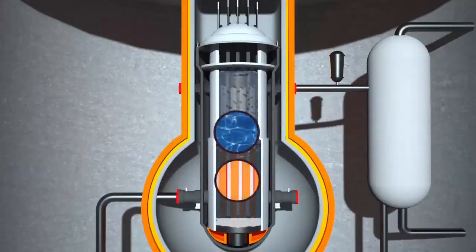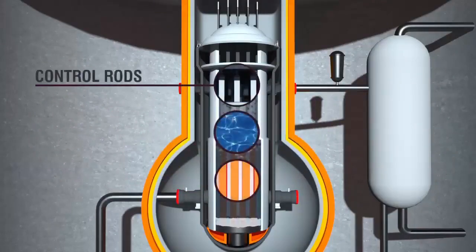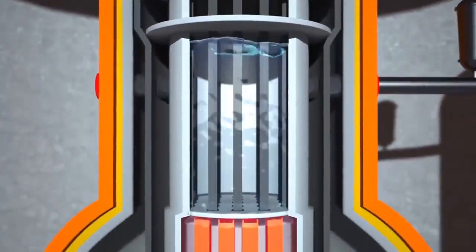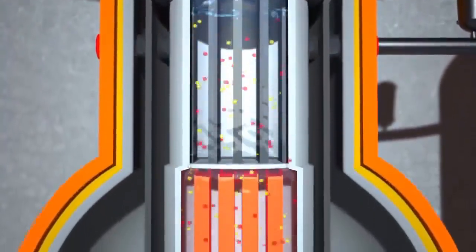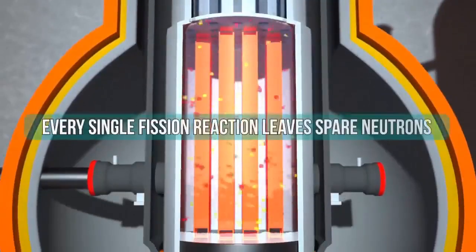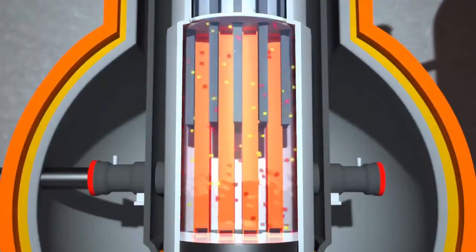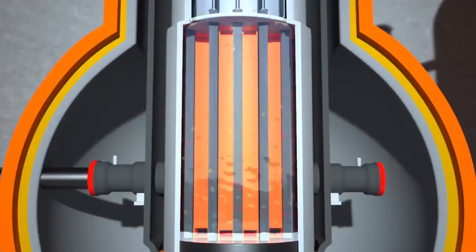Another very important part of the nuclear reactor is the control rods. We would like to have a steady flow of energy from the reaction, isn't it? For that purpose, every single fission reaction leaves spare neutrons which in turn are utilized for more subsequent reactions. By controlling the spare neutrons available at any given time, the rate of nuclear chain reaction can be controlled. This control on fission reaction can be maintained using control rods.